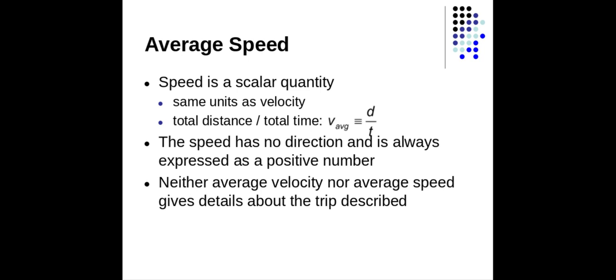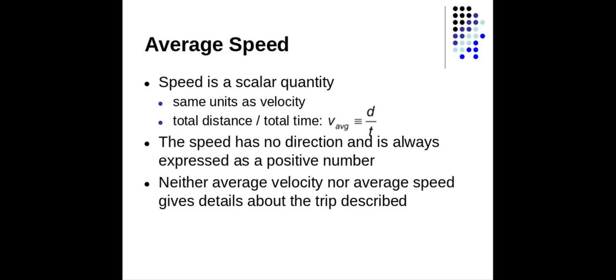Average speed is a little bit different. However, it's going to use the same SI, or standard, units of measurement as velocity. So it's going to be distance over time, but we're also going to use meters per second, because distance is in meters and t is in seconds, so time. Whenever we look at speed, we know that speed doesn't have a direction, but it's always expressed as a positive number.